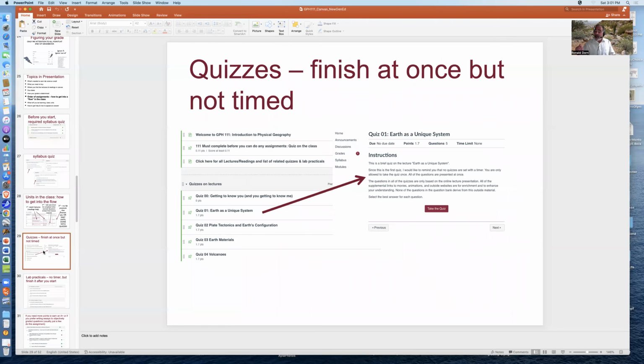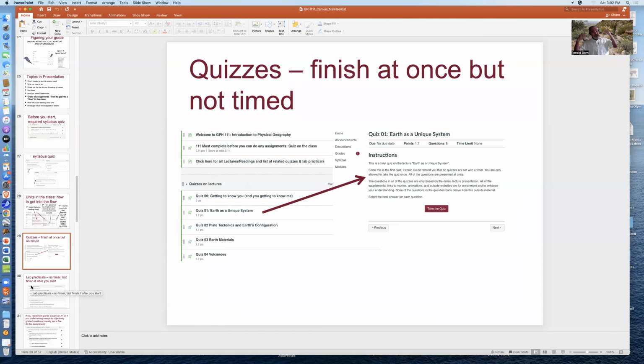The quizzes are not timed, but you have to finish it all at once. So I would need you to watch the lecture, take notes, and do the readings or skim the readings because the readings cover the same content, and some people learn better by reading and some people learn better by lectures. They're both the same material.